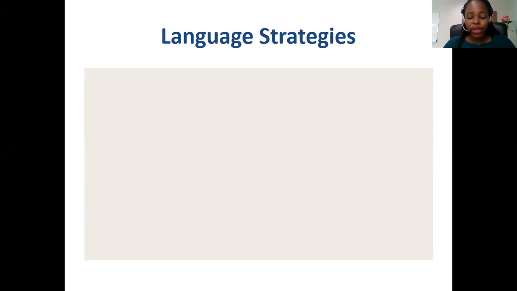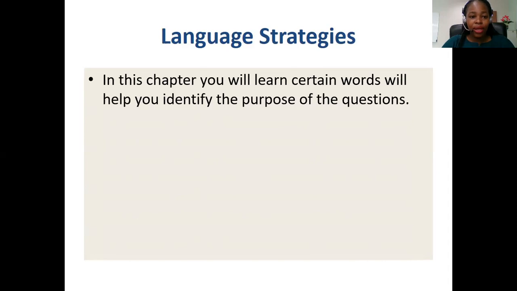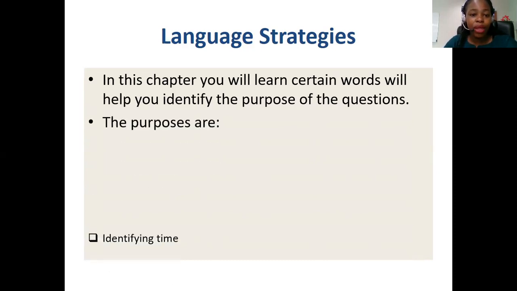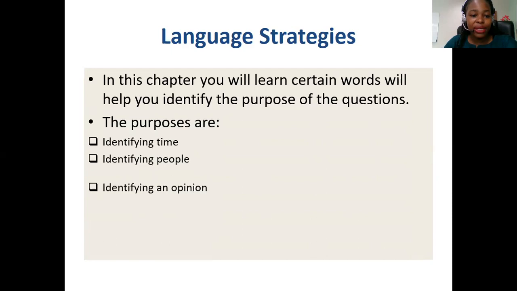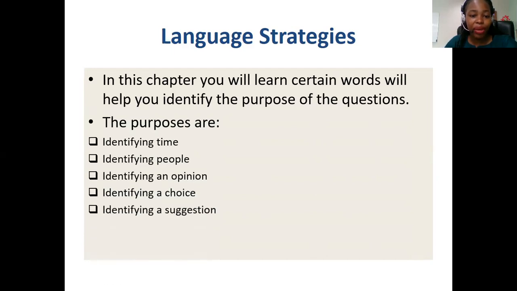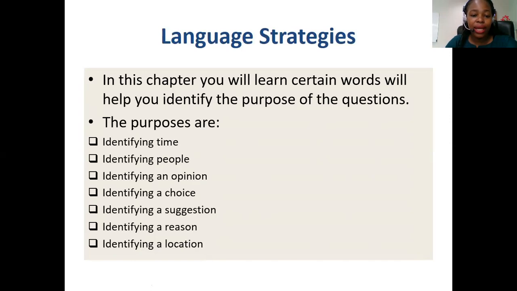And the last TOEIC, or the old TOEIC, had 30 questions. In this chapter, you'll learn certain words that will help you identify the purpose of the question. These purposes include time, people, opinion, choice, suggestion, reason, and location.